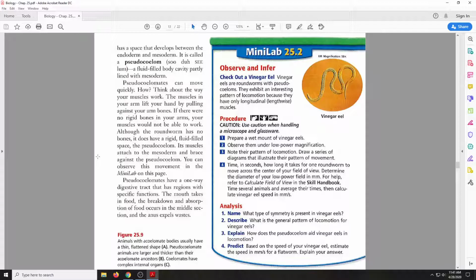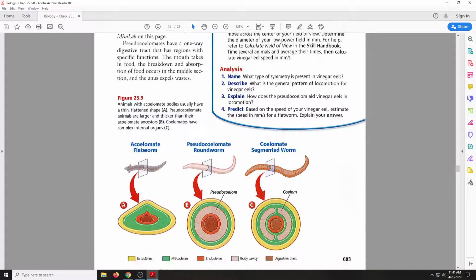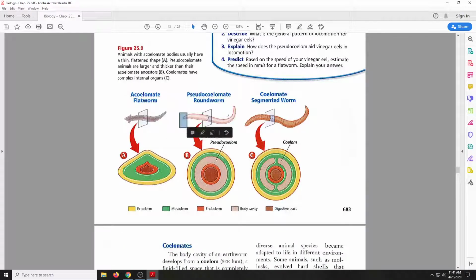They have a one-way digestive tract that has regions with specific functions. The mouth takes in food, and the breakdown and absorption of food occurs in the middle section, and then the anus expels the waste. So pseudocoelomates eat through here and poop through there, whereas the acoelomates just have one tube right there to eat and poop out of.